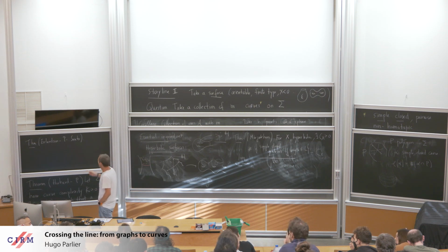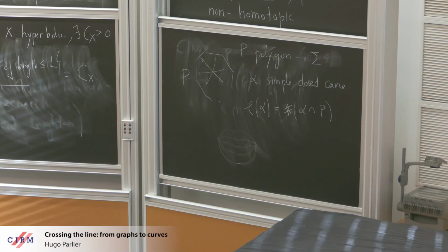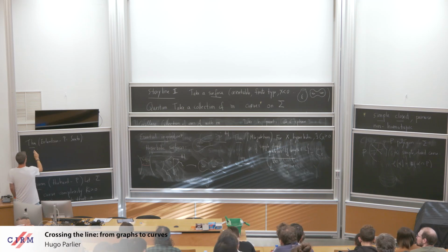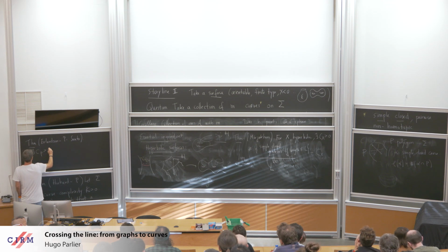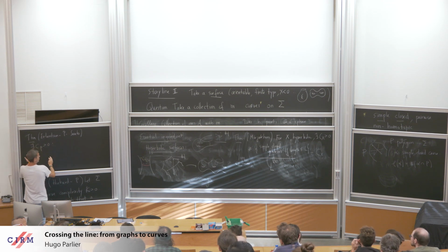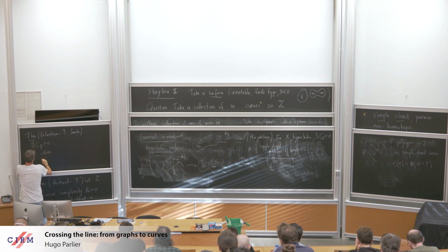Okay, very good. All right, and so the result is that you get the same theorem. There exists a constant that depends on P, the polygon, such that this is true: the limit as L goes to infinity.